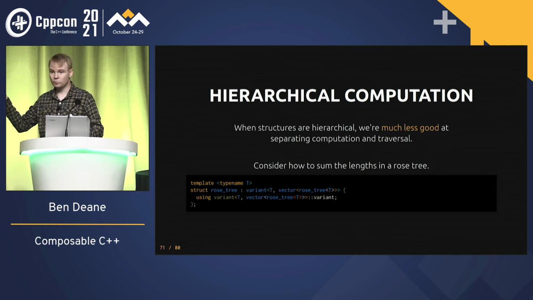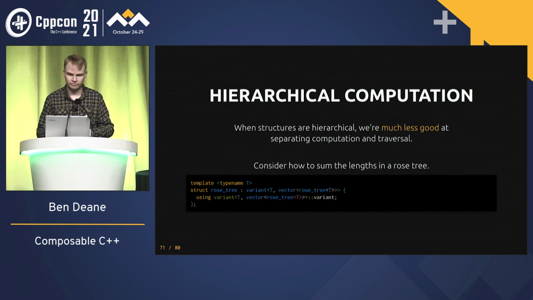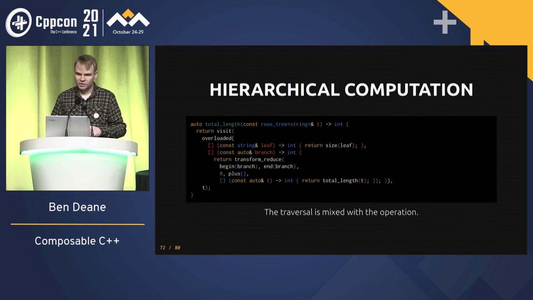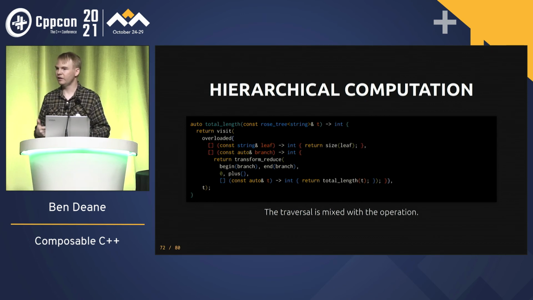And this actually does work because vector doesn't need its value type to be complete at the declaration time. So if we have a rose tree containing strings and we want to sum up all of the string lengths, find the total length, this would be a typical way to write that function given the code I just showed you on the slide before.